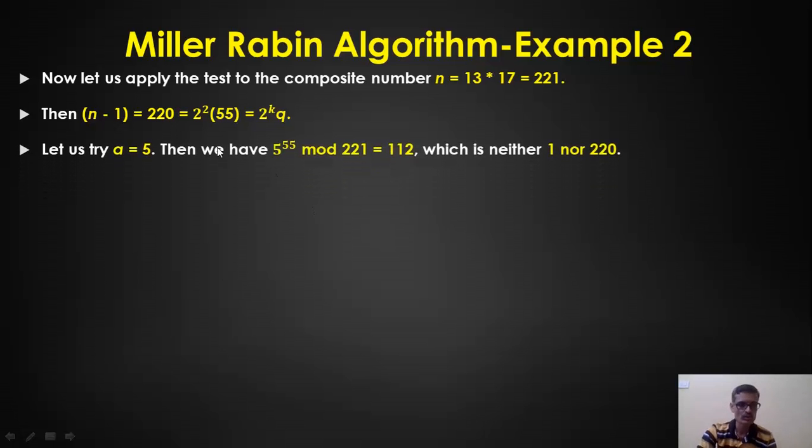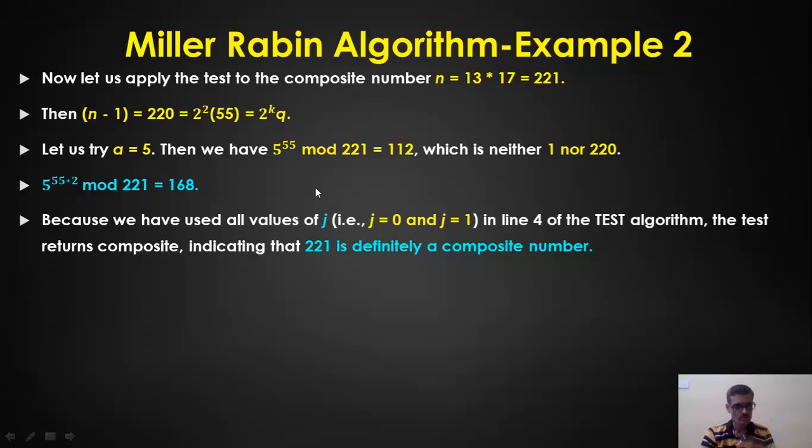I'll start with a equal to 5. So my n is 221. I can choose any number between 1 to 220. Let us choose the number as 5. So the first calculation, a to the power q mod 221, gives me 112, which is neither 1 nor 220. I'll go with the second step. 5 to the power 55 squared, that is 5 to the power 55 into 2, gives me 168. Both times it is not 1 or 220. I'll choose a different number now. In this case I tried with both the numbers. It is definitely a composite number, I can say, with one value of a. This one value I have selected here, a equal to 5.